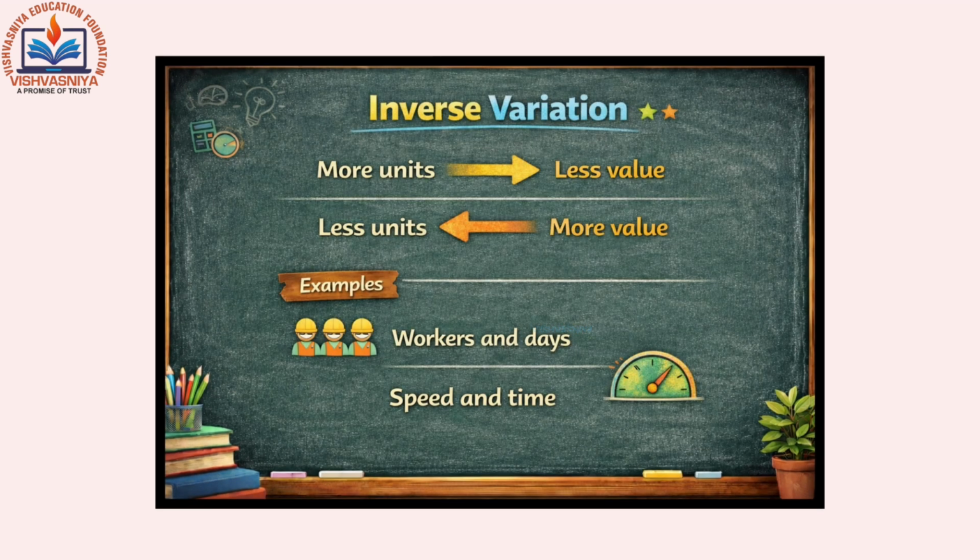In inverse variation, when one quantity increases, the other quantity decreases. For example, if more workers are working on a task, the time required becomes less. Similarly, if the speed increases, the time taken to travel a distance decreases.